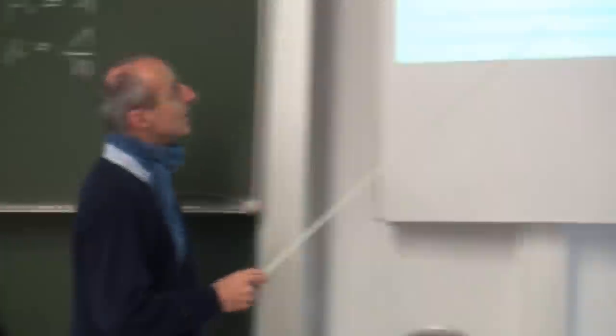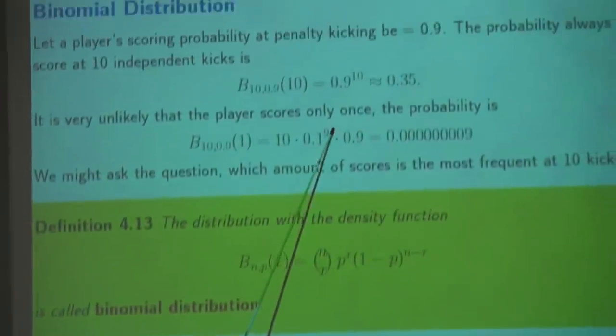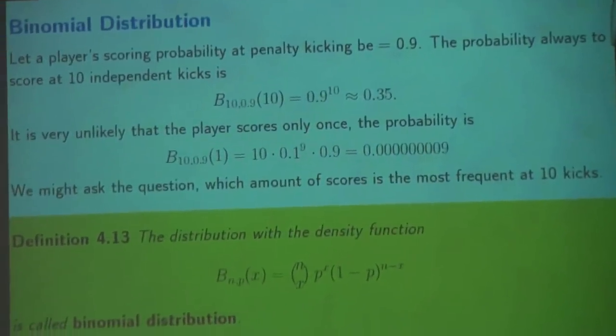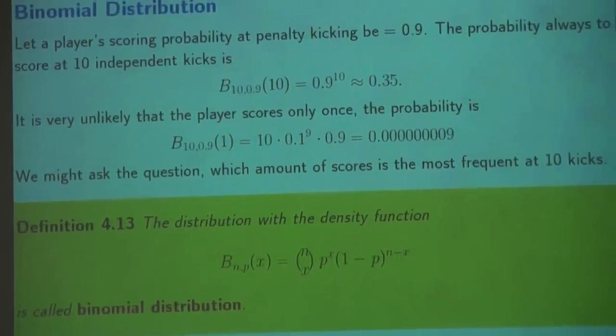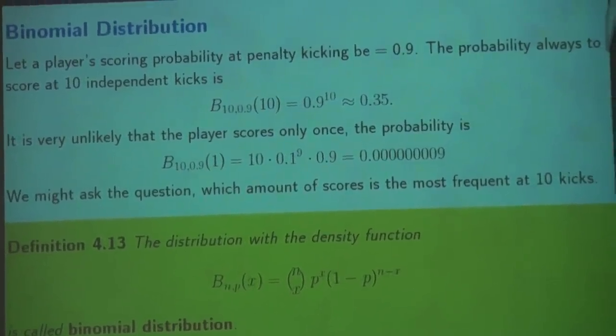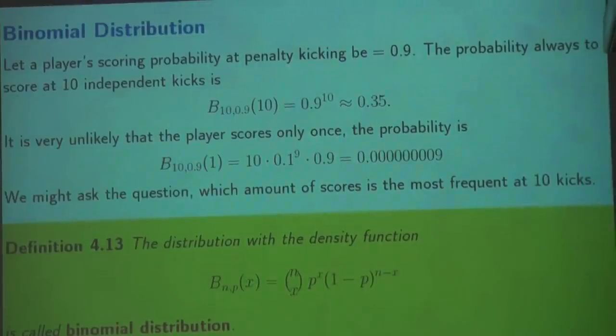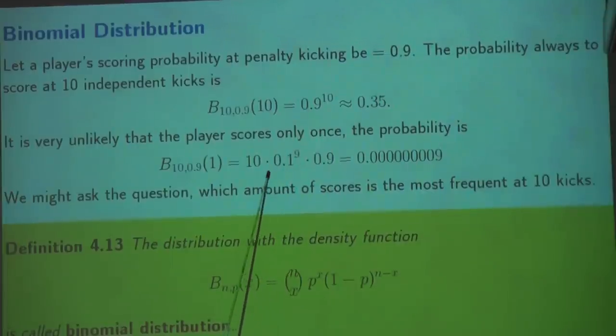It is this. I mean, it's 0.1 to the power 9, because 9 times he does not score a goal. And one of these 10 kicks is a goal. So this is the probability for 9 misses, and this the probability for one goal. And of course, because these 10 kicks are independent again, we multiply them.